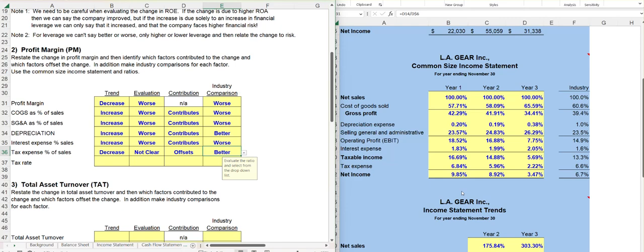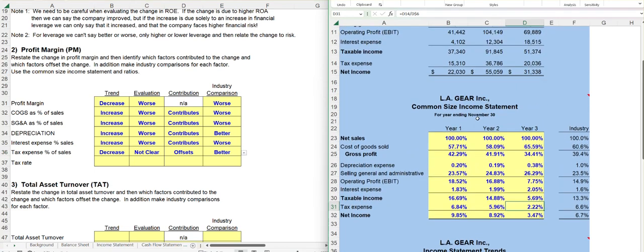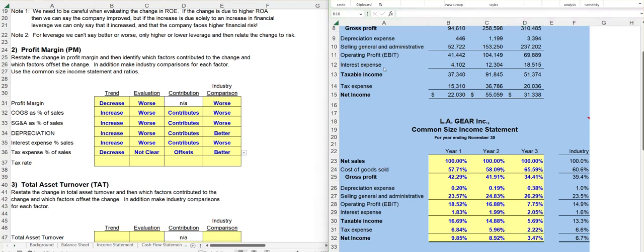Because remember, we have a progressive tax rate system. So our tax expense will be a function not only of net income, rather taxable income, but also our tax rate. We can calculate our tax rate real quick. We do that by simply taking our tax expense of $15,000 and dividing it by our taxable income of $37,000. In the first year, our average tax rate was 41%. Now we're paying taxes at a rate of 39%, which again isn't surprising since we have a progressive income tax system and our overall profitability has decreased.